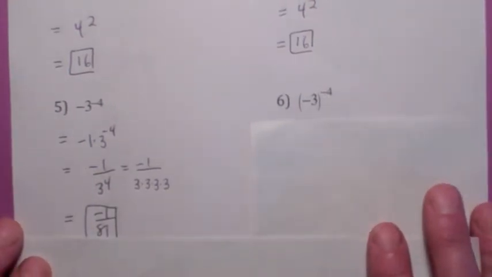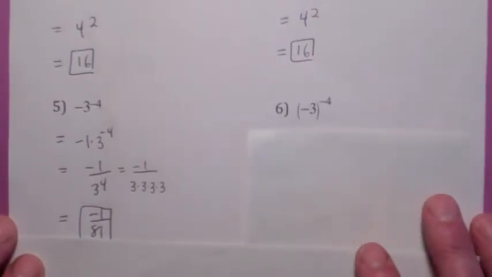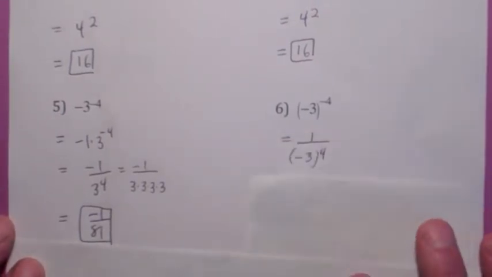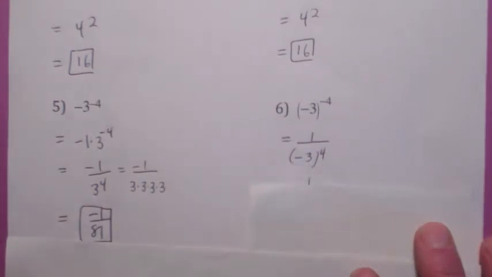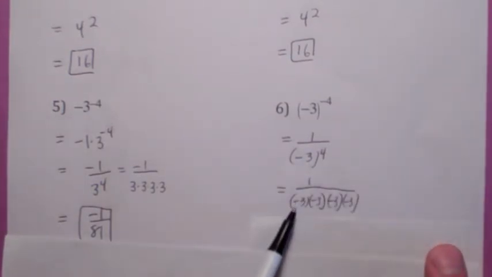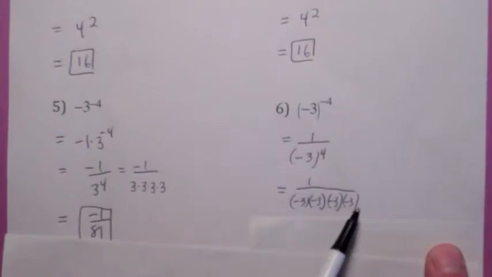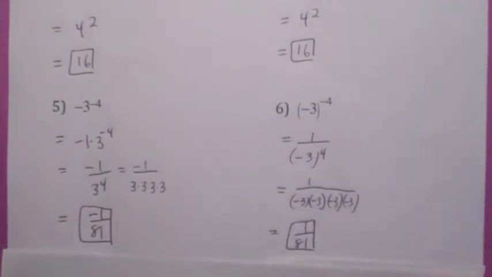Now on the second one, though, since you have parentheses, the whole base moves down to the bottom. You see you have 1 over parentheses negative 3 to the 4th. Furthermore, when you multiply negative 3 times negative 3 times negative 3 times negative 3, you get positive 81. So make sure you understand the difference between these two problems.